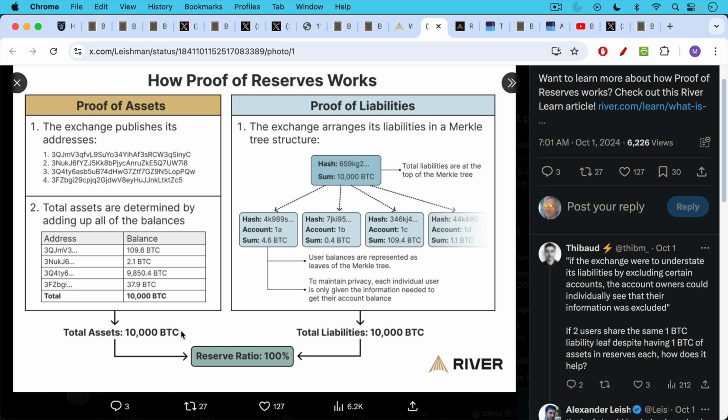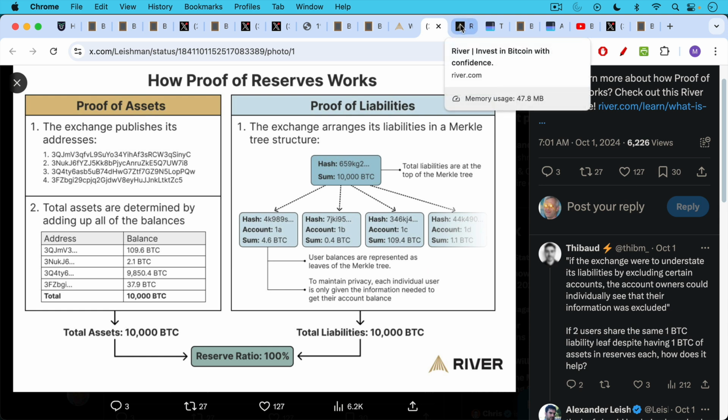And then if total assets exceeds or is at least equal to total liabilities, then you have a good proof of reserves. And if they're one-to-one, as they are here, then the reserve ratio we would say is 100%. But it looks like River normally keeps a little bit more assets than it has liabilities. So in practice, it's a little higher than this.